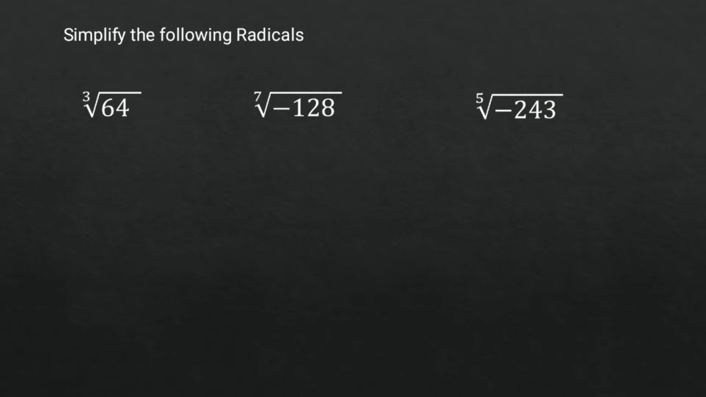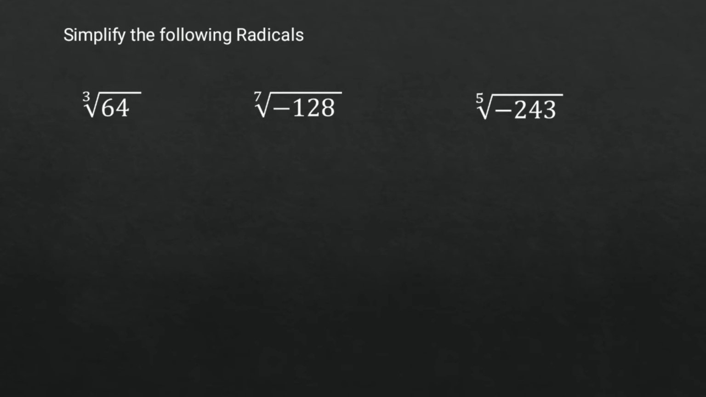Let's try to simplify the following radicals. For our first 3 examples, we have indices that are odd numbers: 3, 7, and 5. For our first example, we have the cube root of 64. So how do we simplify the cube root of 64? Let's find a number that, if you multiply it 3 times, will give you 64.